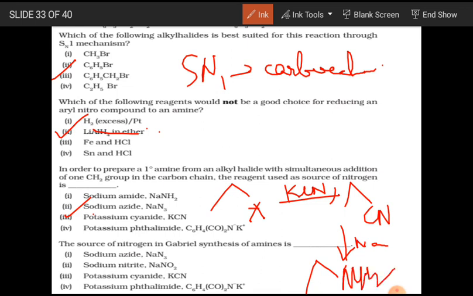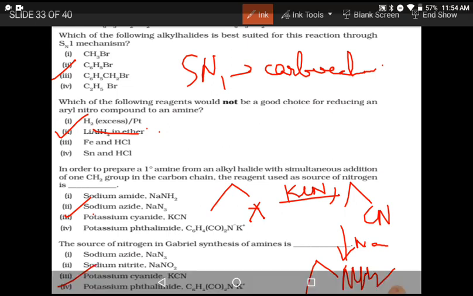Next one. Source of nitrogen in Gabriel phthalimide synthesis. What will be the source of nitrogen? Source of nitrogen will be potassium phthalimide. Option number 4. Let us now talk about the next question.